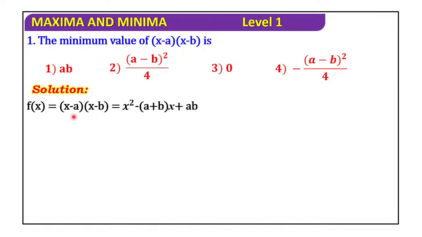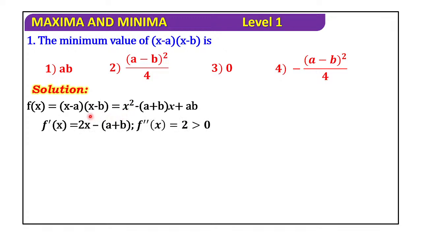So you simplify (x minus a) into (x minus b). If I multiply these two terms, I am going to get x square minus (a plus b) into x plus ab. Clear? So after this, I will differentiate the given function.